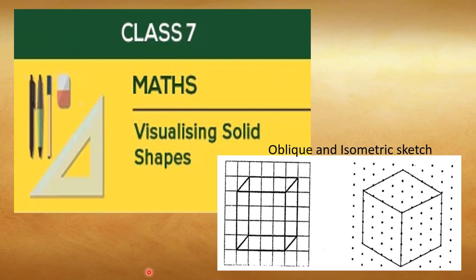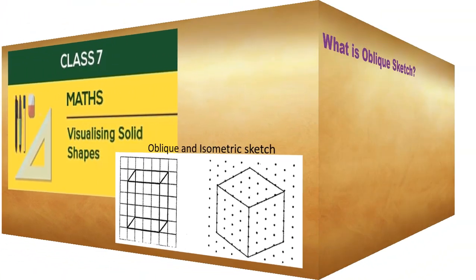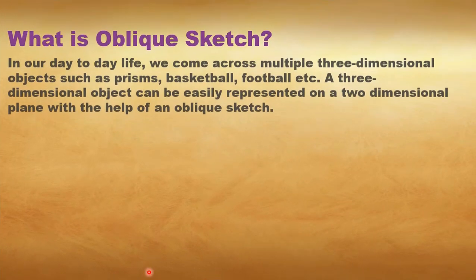Hello students, in this session today we are going to learn about oblique and isometric sketch for class 7th. Visualizing solid shapes, chapter number 15. So let's start. What is an oblique sketch?